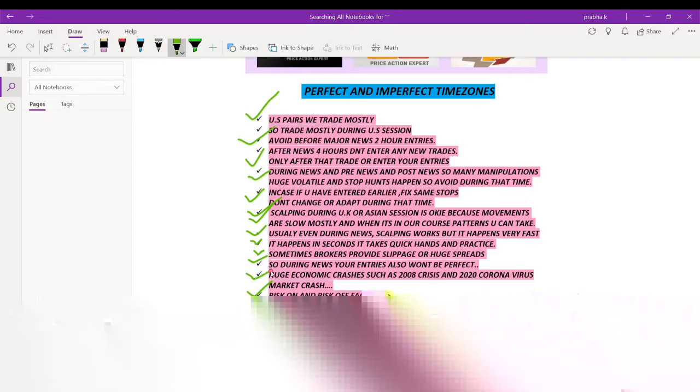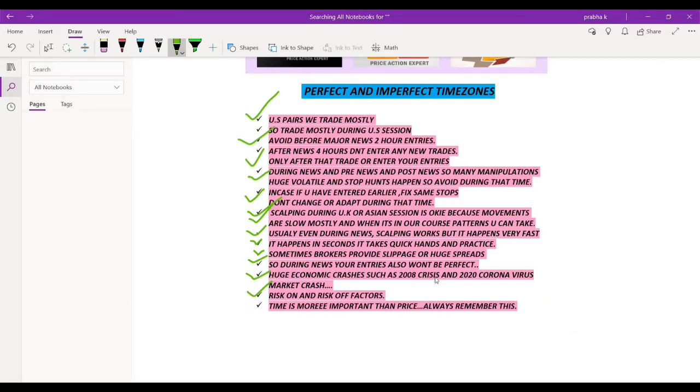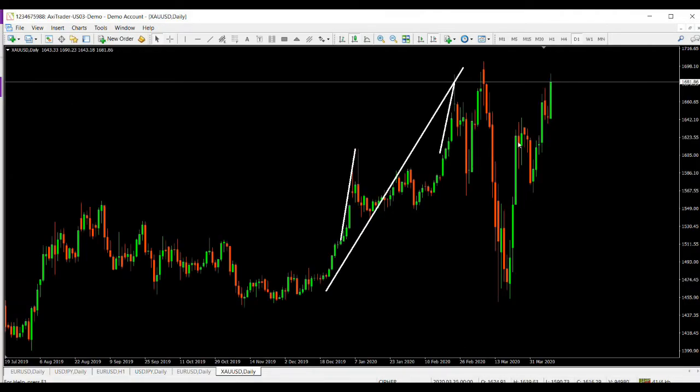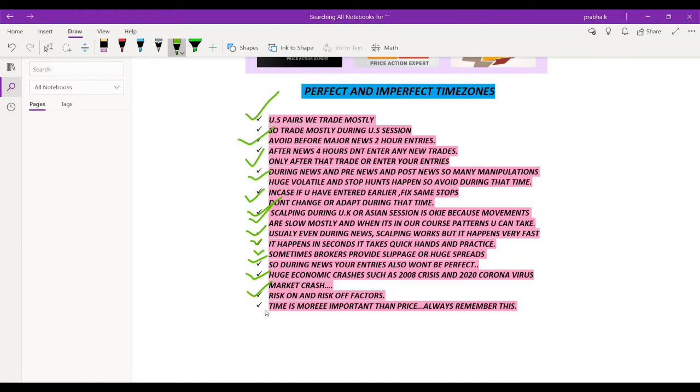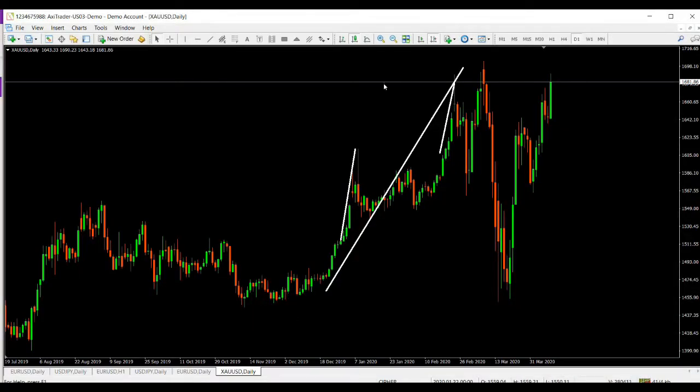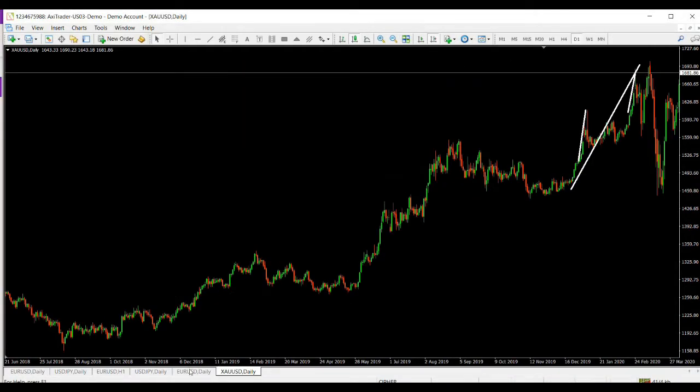Okay, huge economic crashes such as the 2008 crisis. Yes, it was huge in 2020. Now we are in a lockdown right now where I'm recording. The 2020 coronavirus market crash. As you can see how the markets have behaved. It's extremely volatile. Okay, during this situation, just travel in the same direction. You don't have to do anything. If you're not sure, just leave it. Okay. So that's what risk on and risk off factors are. See, if you know there is a huge risk and the markets are moving in only one direction, you should avoid that, okay, most of the time, or you should travel in the same direction.